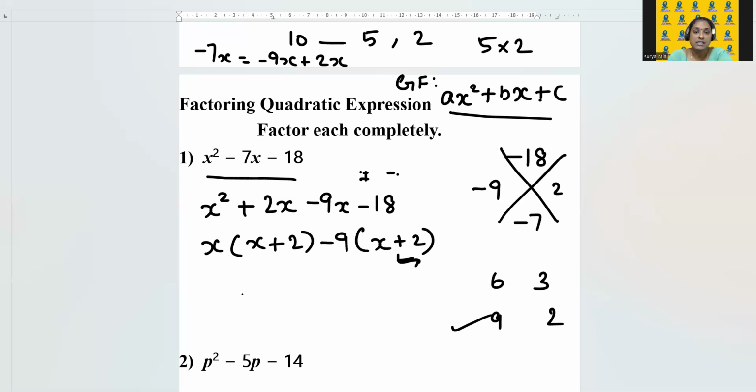Now we got x plus 2 and x minus 9 as the factors of this expression, x square minus 7x minus 18. Let me teach you the second one.